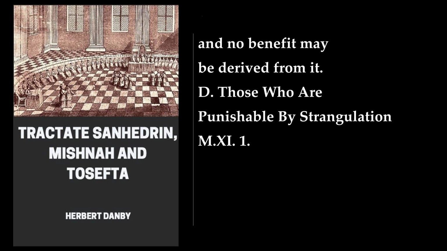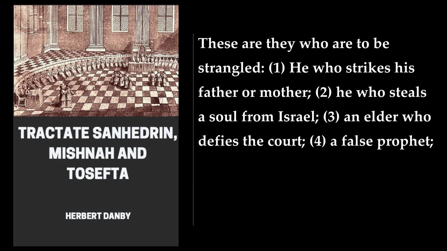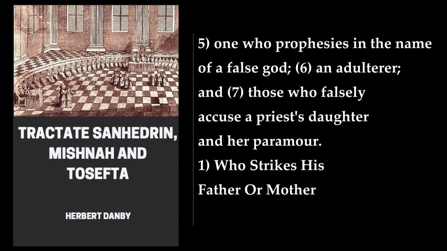d. Those who are punishable by strangulation. M.11, 1. These are they who are to be strangled: 1. He who strikes his father or mother; 2. He who steals a soul from Israel; 3. An elder who defies the court; 4. A false prophet; 5. One who prophesies in the name of a false god; 6. An adulterer; and 7. Those who falsely accuse a priest's daughter and her paramour.